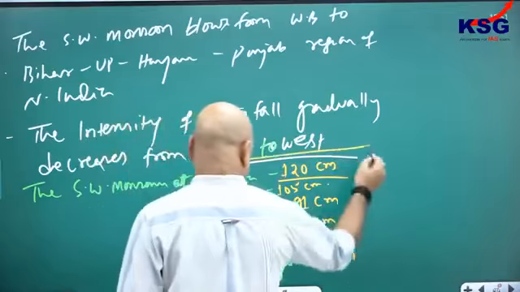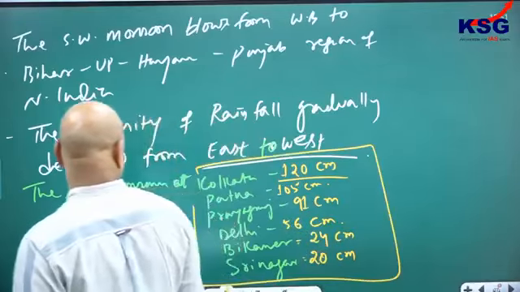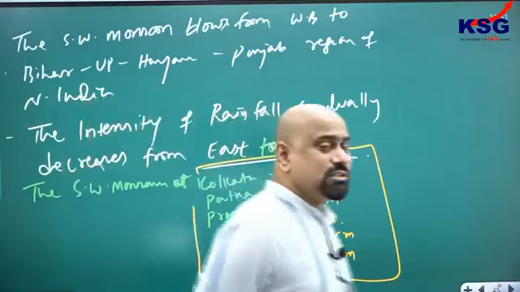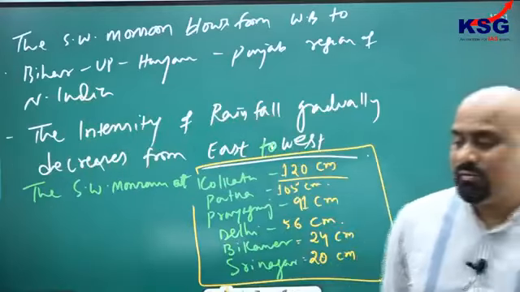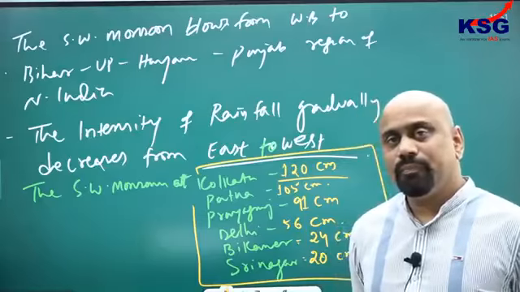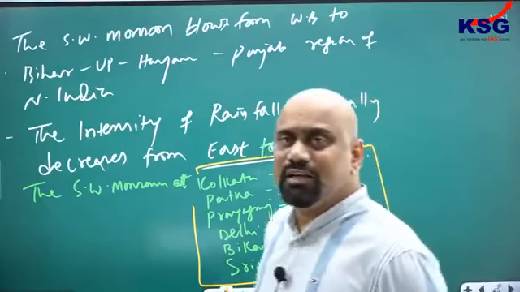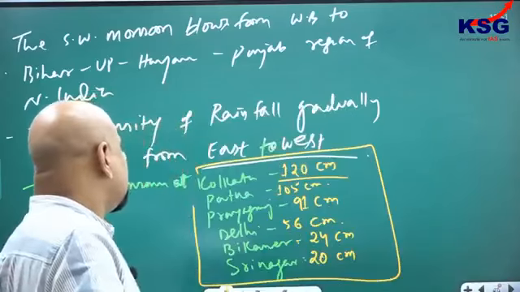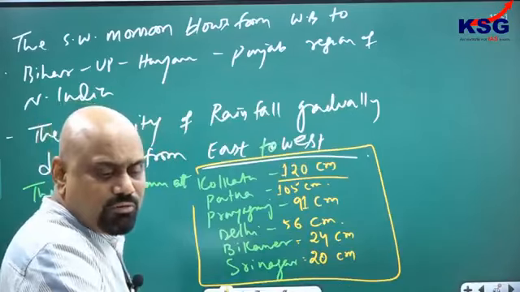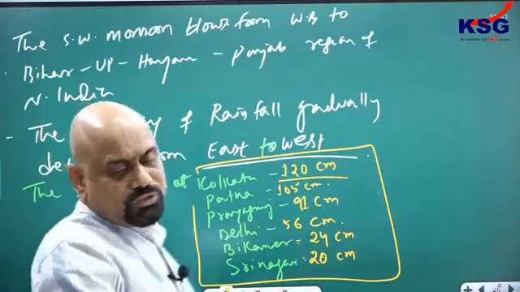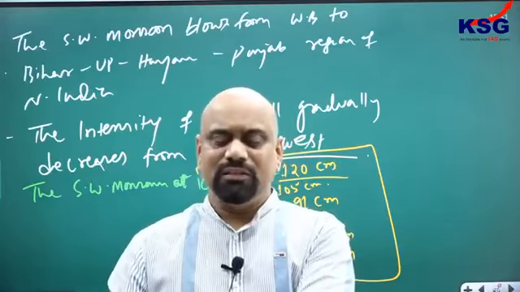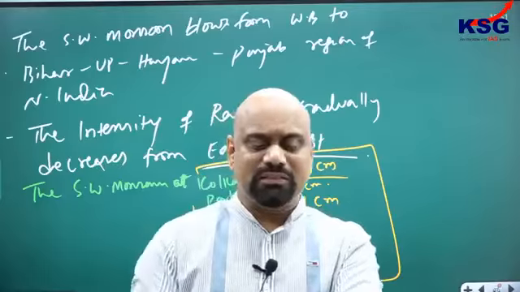So this is there: 120 cm to 20 cm. How much variation! The rainfall intensity gradually decreases from east to west. I hope it is clear to you all now. The rainfall gradually decreases here from east to west, and this is the best I can say.